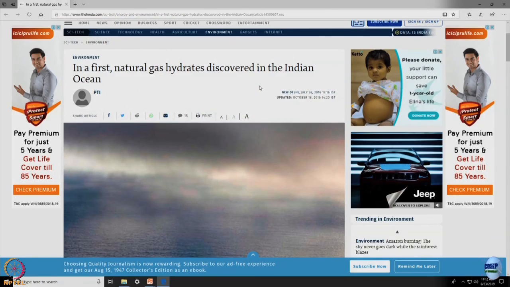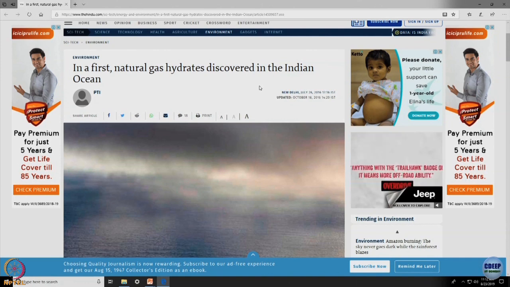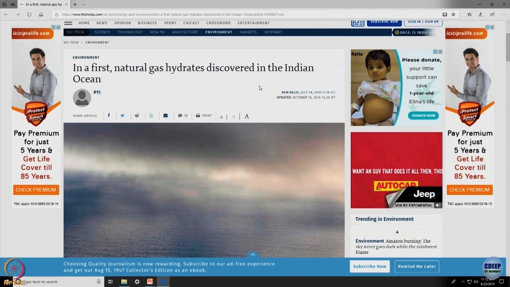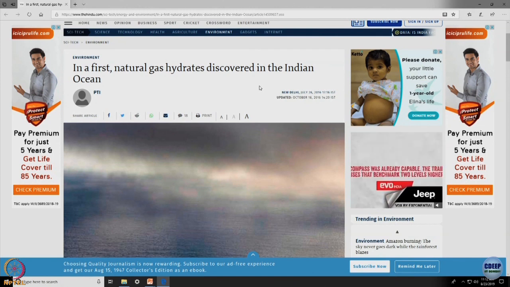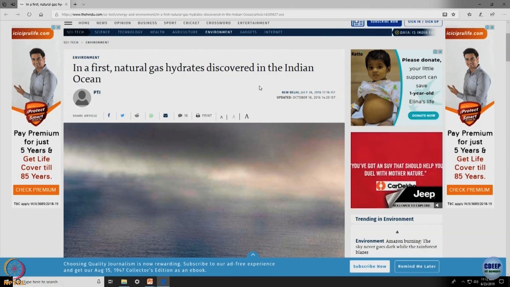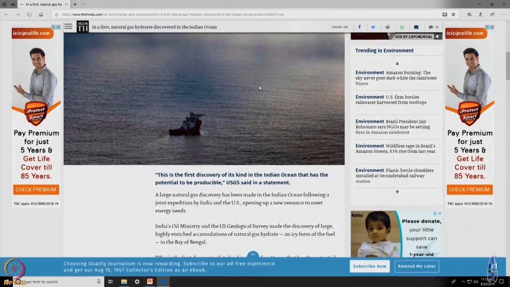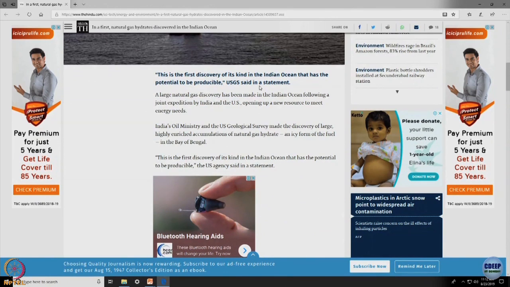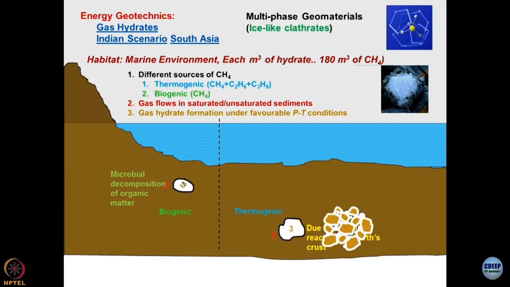This is the source of energy in the days to come, and people speculate that when the fossil fuel is over, this is the type of energy which can be exploited for sustenance of the society. It is an interesting report which you should go through. Most of the time these hydrates are available in offshore regions or in water bodies, and I will discuss in detail these structures in today's lecture and what they have to do with geomechanics.